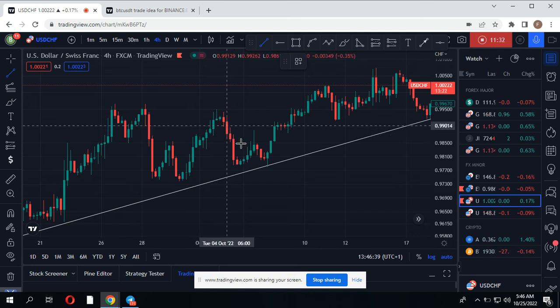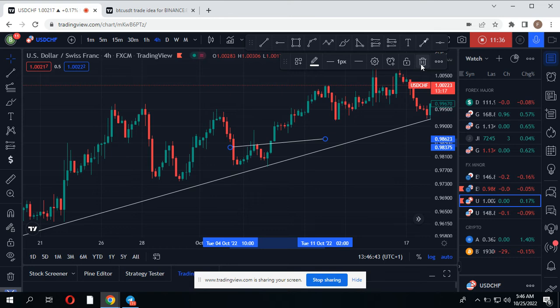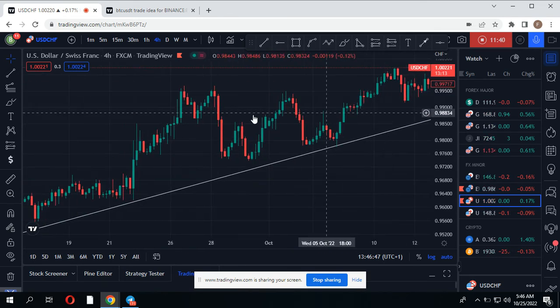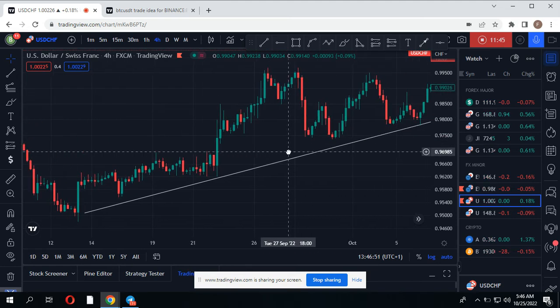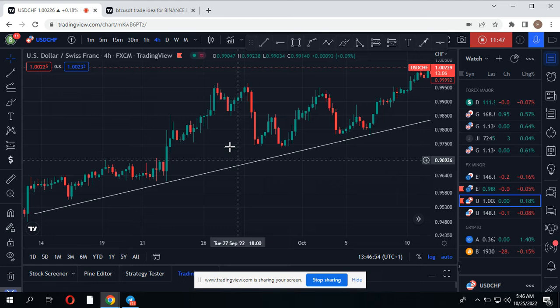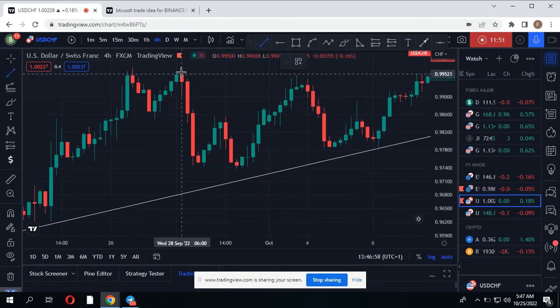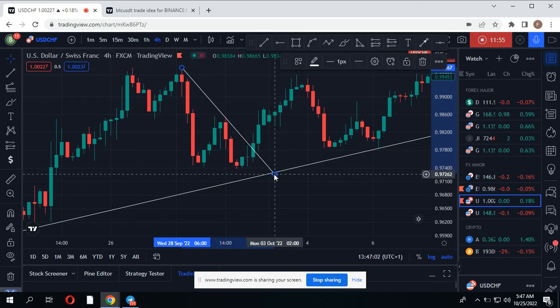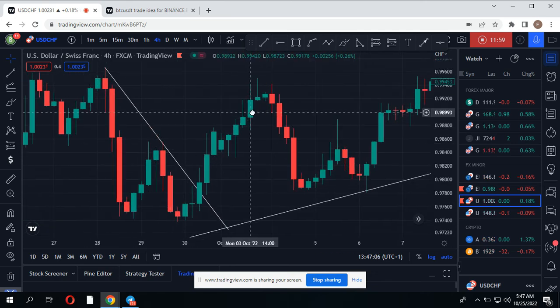Now this is a main move up. Then this one is a pullback. This is a main move up. Let me try to get a good example. Okay, let me get this. Now, I'll mark this level. Since this is already a pullback, then we can draw a trend line here. And this is what we call the morning line. It's not actually a trend line, but I call it the morning line.